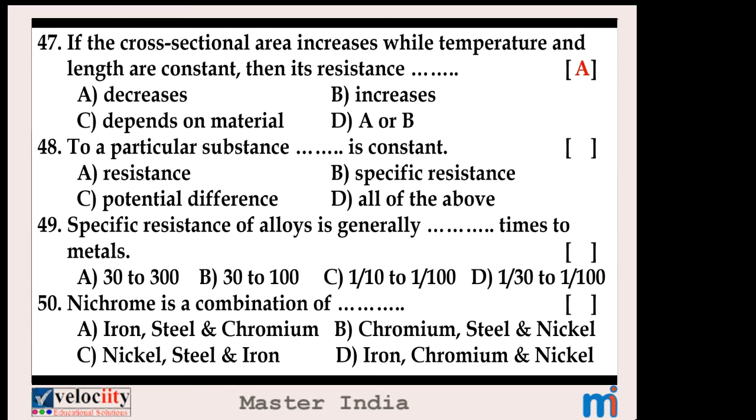48. For a particular substance, dash is constant. A. Resistance, B. Specific resistance, C. Potential difference, D. All of the above. Option B is the correct answer. Specific resistance.